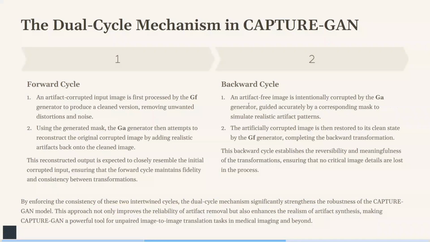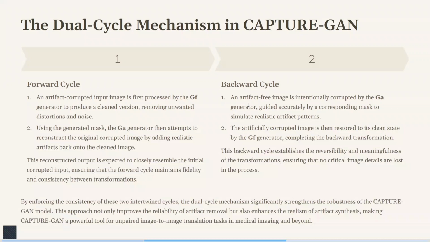One of the key ideas in CAPTURE-GAN is the dual consistency mechanism. This is what helps the network learn transformations that are both realistic and reversible. In the forward cycle, we start with a corrupted image. GF removes the artifacts, producing a cleaned version.